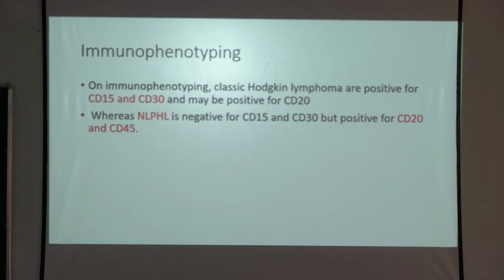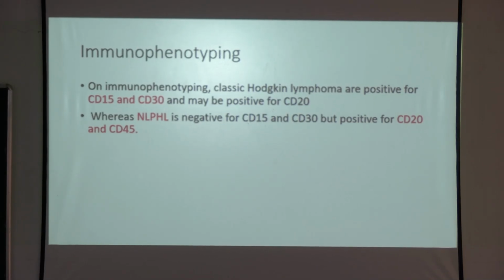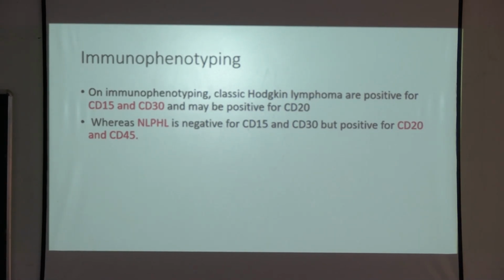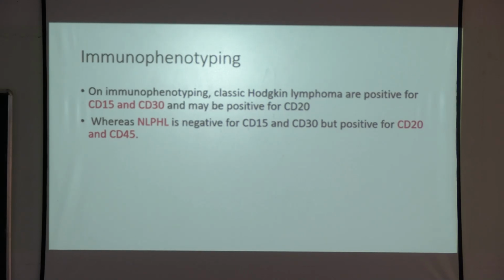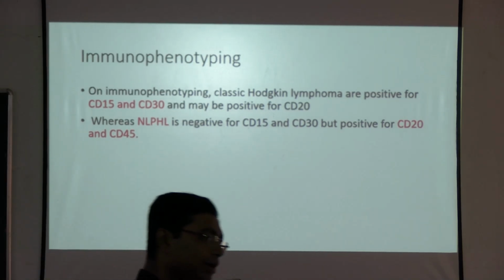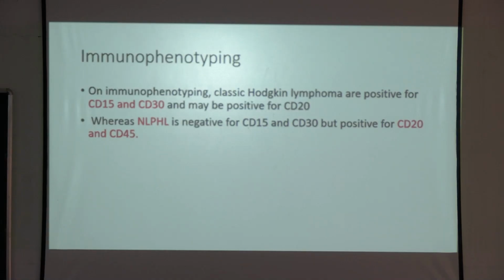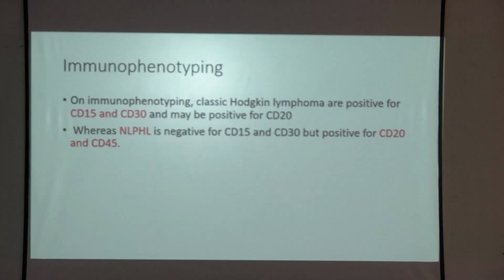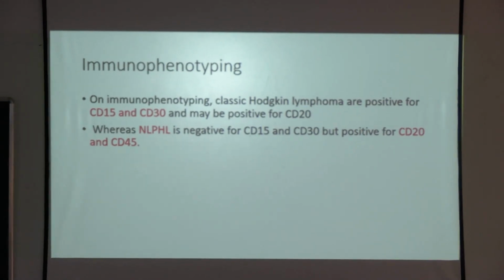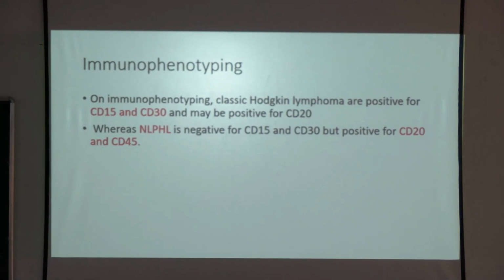এই দুটো তোদের MCQ তে আসে, কোনটা পজিটিভ কোনটাতে থাকে। So classic are positive in CD15 and CD30, and nodular lymphocyte predominant are positive in CD20 and CD45. So why are these important? Because যে সিডিটায় পজিটিভ আছে, we can develop drugs targeting that CD marker so that selectively those cells are destroyed. So these are the target markers of new therapy of Hodgkin's lymphoma.